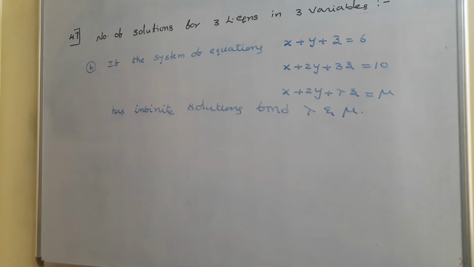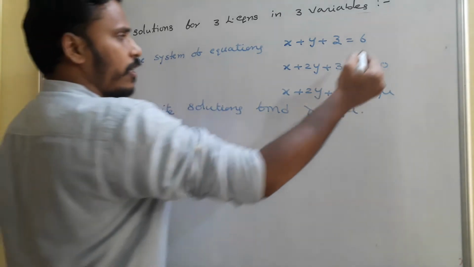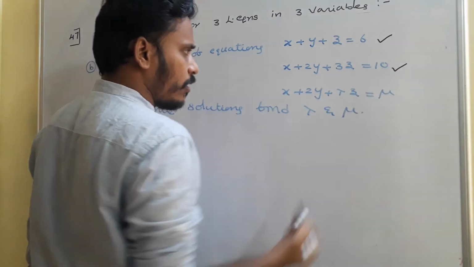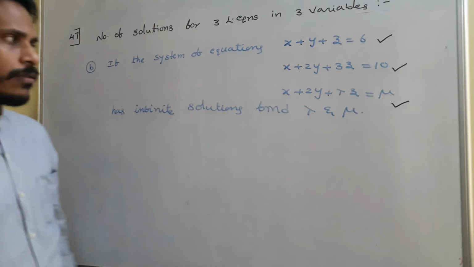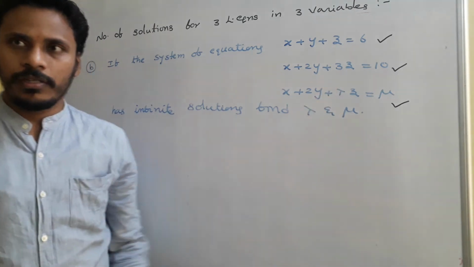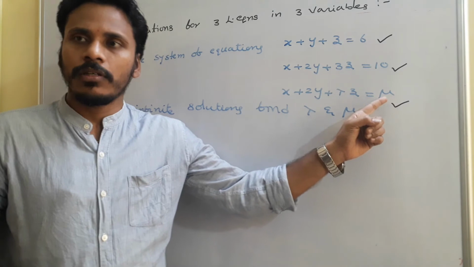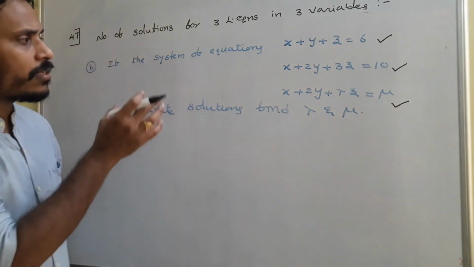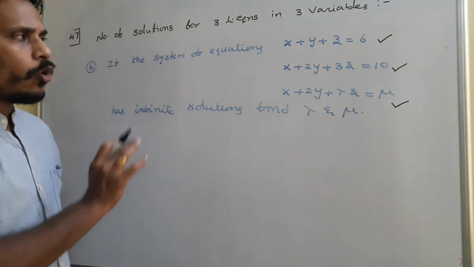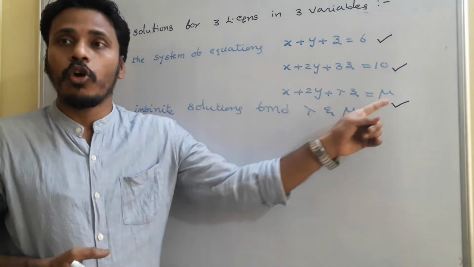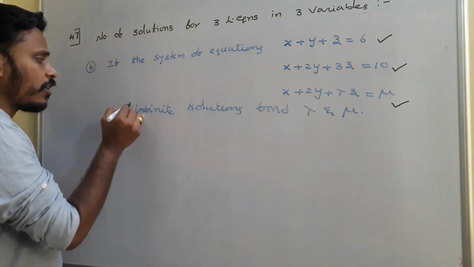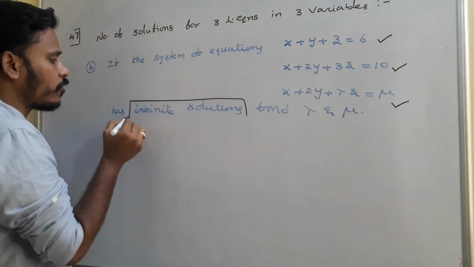The system of equations has infinite solutions and we need to find lambda and mu. See, if you look at the system, x plus y plus z is equal to 6, x plus 2y plus 3z is equal to 10, and x plus 2y plus lambda z is equal to mu are the three equations. Here lambda is an unknown constant we need to find. Mu is also an unknown constant we need to find. See, the system has infinite solutions, right? No need to solve the equations. In fact, we are not able to solve because lambda and mu are unknown. But the condition given is that the system has infinite solutions.